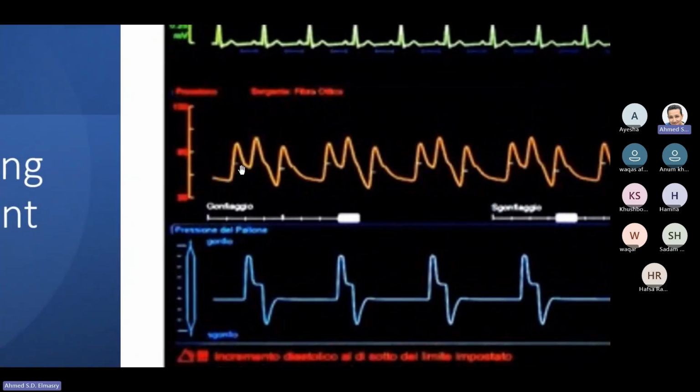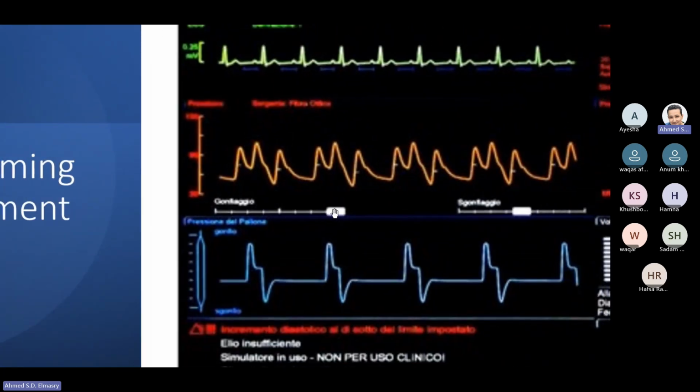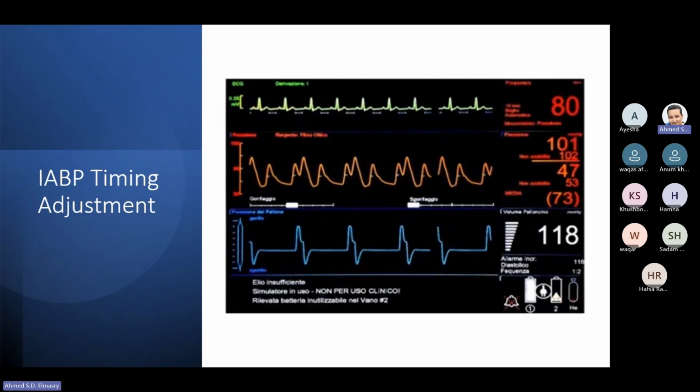As you see here, this is the point of the dicrotic notch. So the inflation point should happen earlier here, but actually the inflation point, instead of happening at this point, happened at this point. And as you see, the inflation time set by the operator was moved forward. So this patient is having late inflation of the intra-aortic balloon. In order to adjust it, you have to move this point backward to this point in order to make the inflation point at the optimum timing.